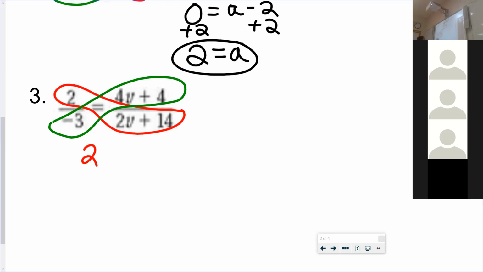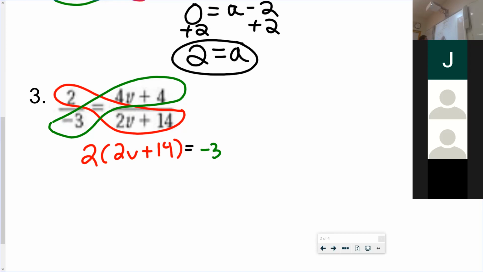So this is 2 times 2v plus 14 equals -3. I got -5 over 2. I got 2.5, but I changed it into a fraction. We'll see. I have one of those answers that matches mine. Did I get it right, Mr. Vogel? Because we got crazy answers.